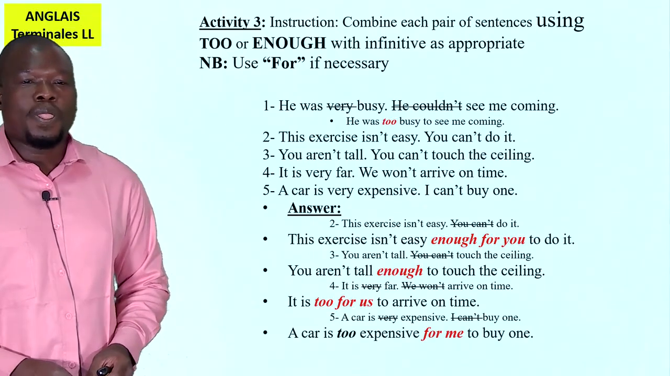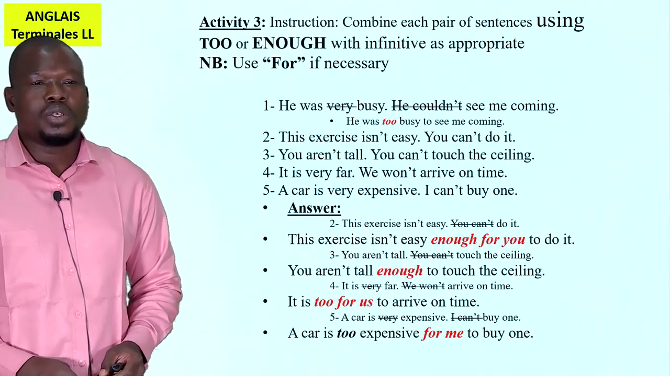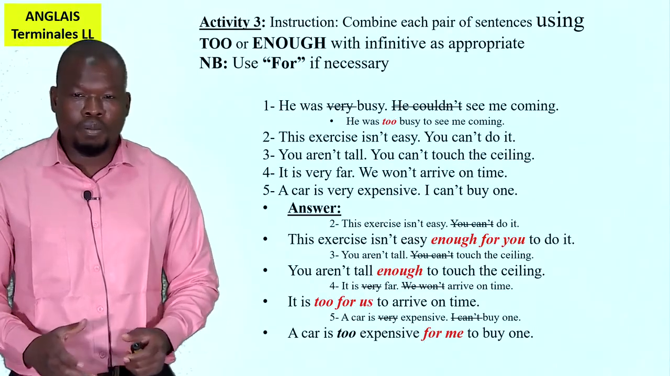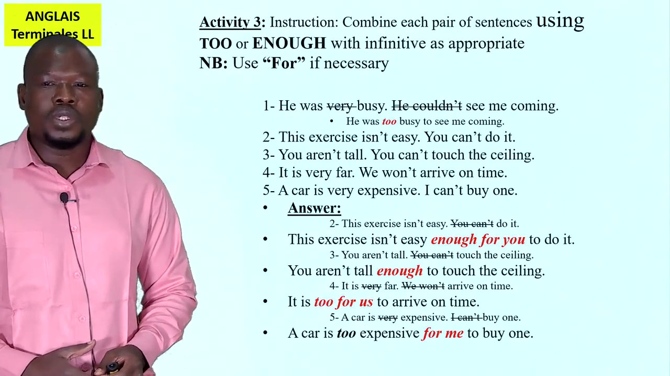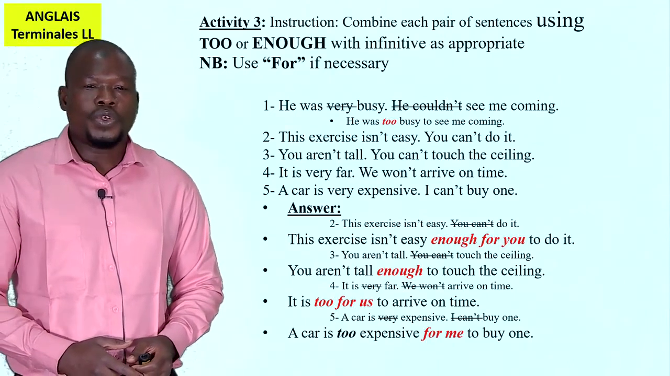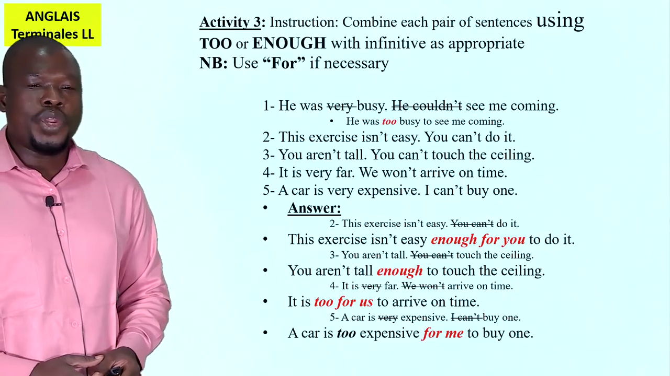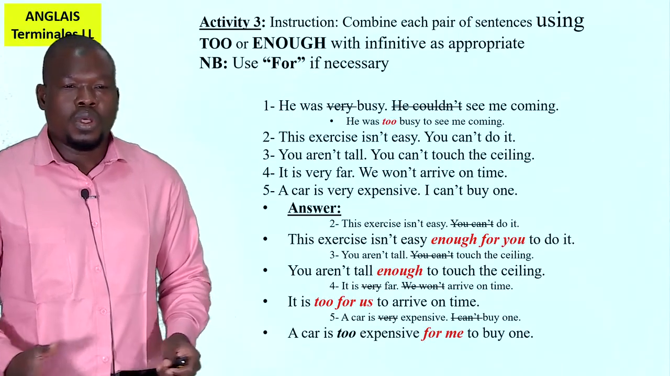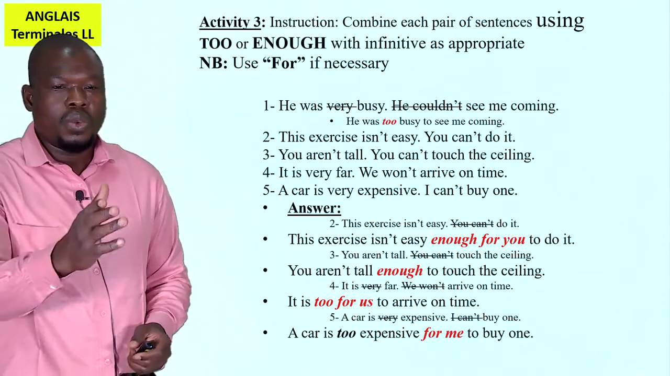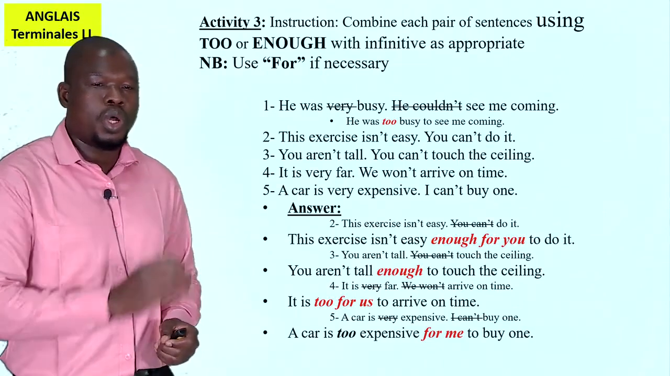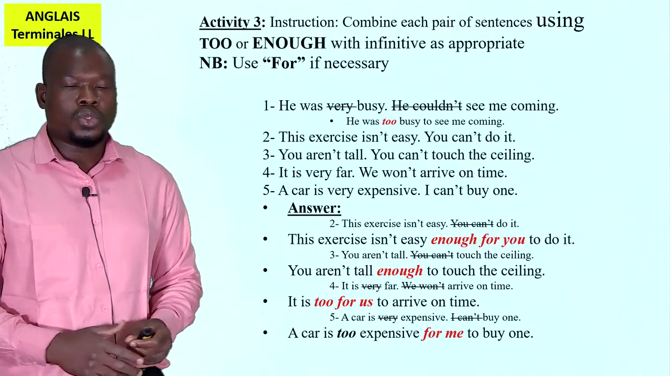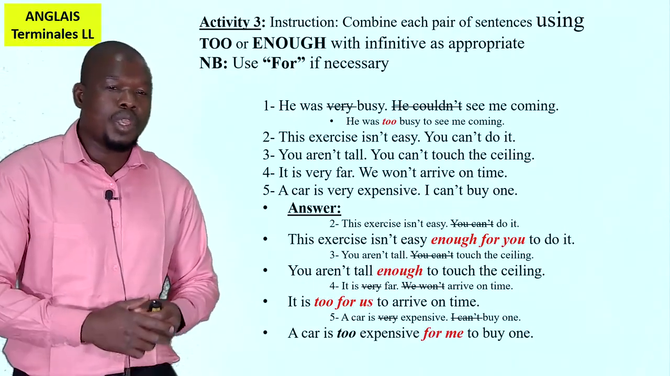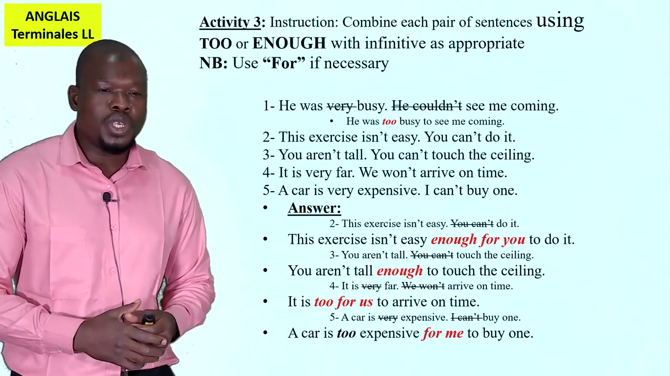Instruction: combine each pair of sentences using too or enough with infinitive as appropriate, and B, use for if necessary. The first sentence: he was very busy. He couldn't see me coming. As corrected, here we cross very and we cross he couldn't. So to combine these two sentences, we can say he was too busy to see me coming. This is the correct form.